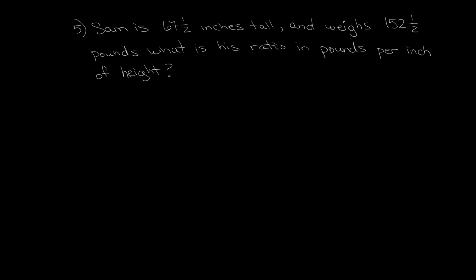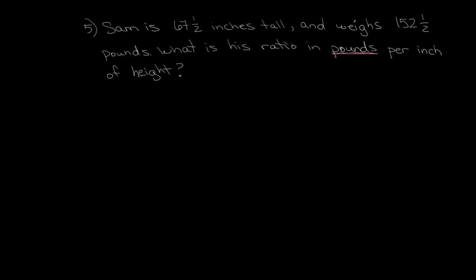Number 5 is a word problem. Sam is 67.5 inches tall and weighs 152.5 pounds. What is his ratio in pounds per inch of height? Okay, so we're wanting to do pounds over height. It is not always written in the problem like they want you to write it in the answer. So for instance, in the problem, if you read it, Sam is 67.5 inches tall. Well, in the problem, they want us to do in pounds per inch of height. So the 67.5 is actually going to go on the bottom.